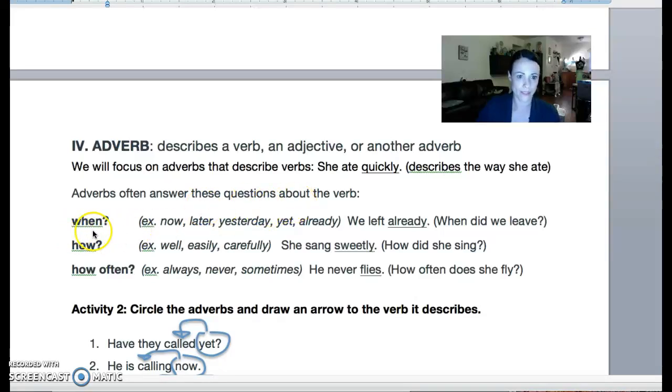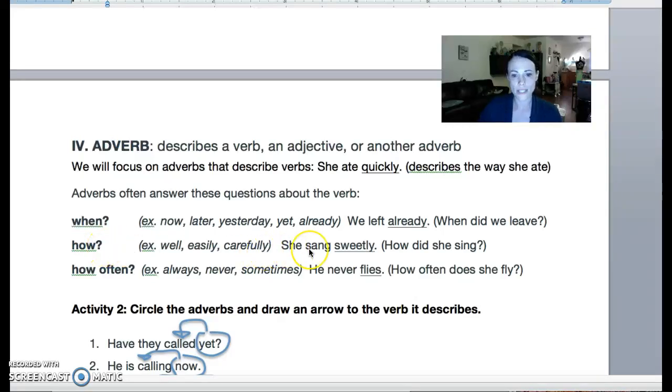When? Okay, so we left. When did we leave? We already left. Okay, gives information about when an action happened. Examples are now, later, yesterday, yet, and already. Those are all adverbs. An adverb can also answer the question, how?